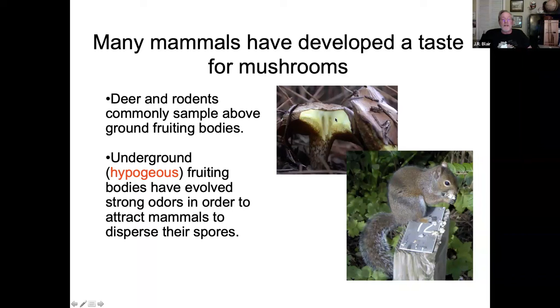And then underground fungi, what we call hypogeous fungi, have actually evolved to be eaten by some sort of mammal, typically. They emit strong odors, and animals like this squirrel, this is at San Francisco Botanic Garden, I took this photo, detect them. So this squirrel has detected something underground, in this case probably what we call a false truffle. It's not in the genus Tuber, but it is an underground hypogeous fungus that emits an odor. When the spores are ripe and ready to go, the mammal comes along, digs it up, and eats it. The spores travel through the gut and get pooped out somewhere else. There you go, spore dispersal in action. And that's how they evolved, basically.